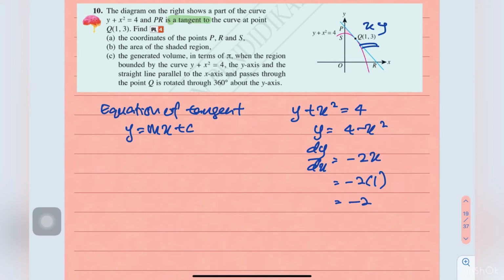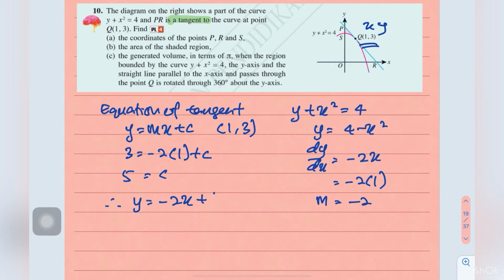Since the gradient dy/dx is m, we substitute the point (1, 3) into the equation of the tangent. So y is 3, m is −2, x is 1, plus c. So c equals 5. Therefore the equation of the tangent is y = −2x + 5.